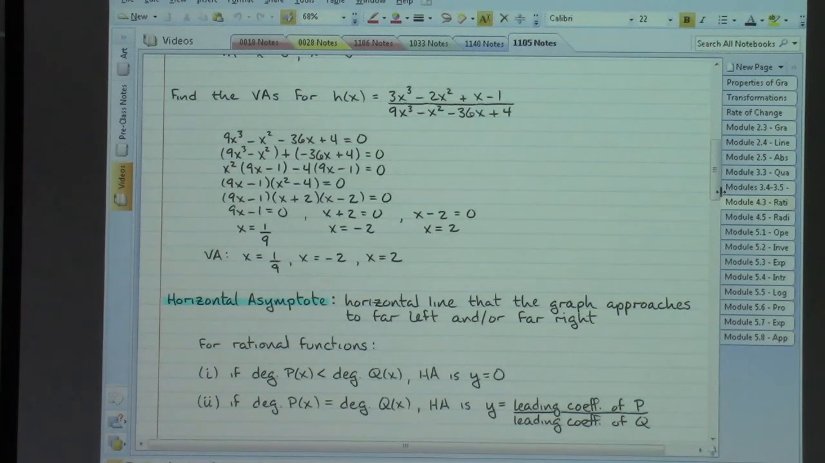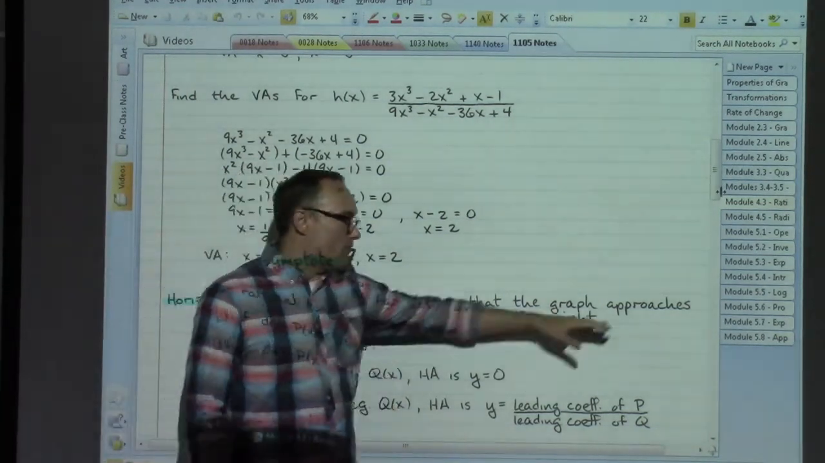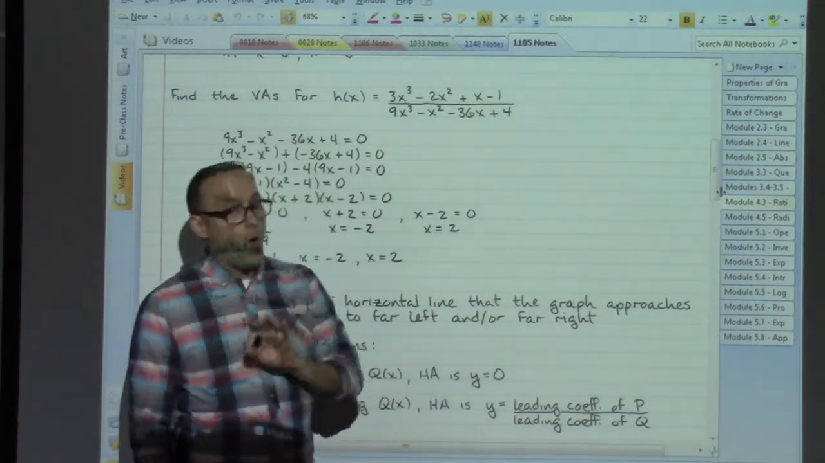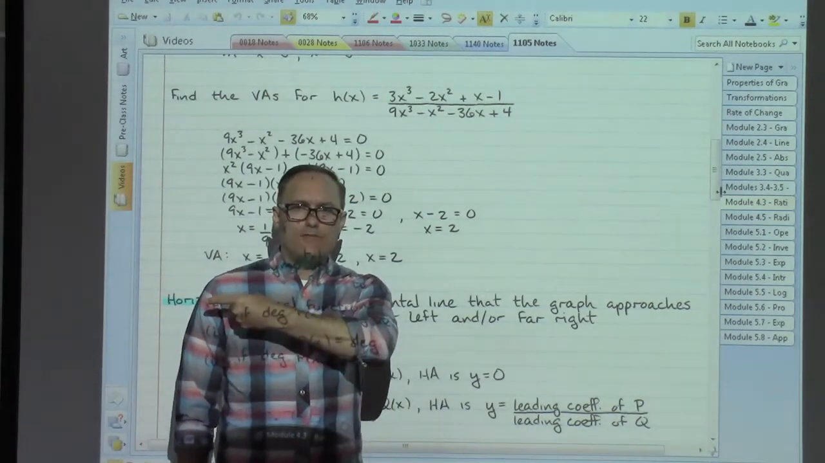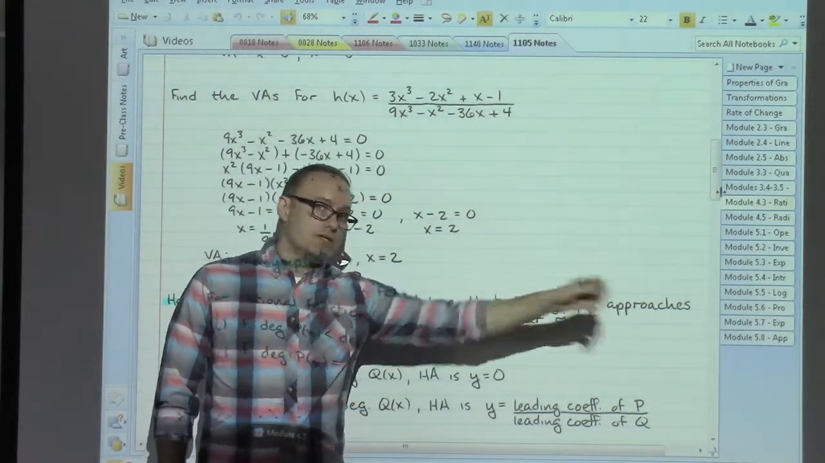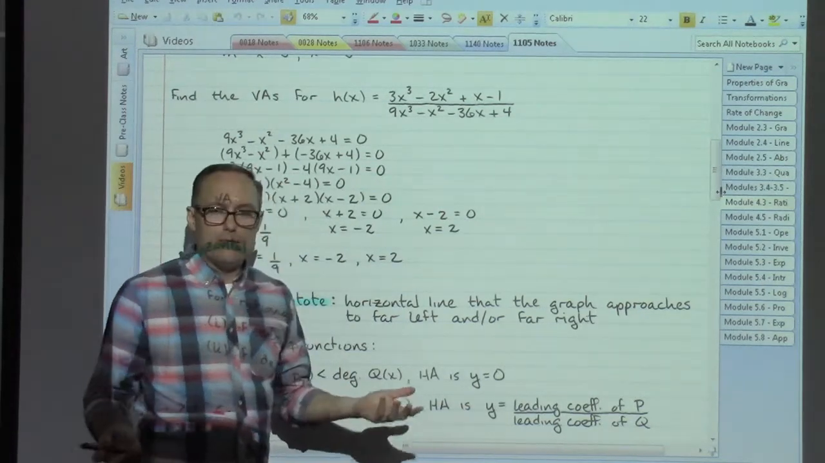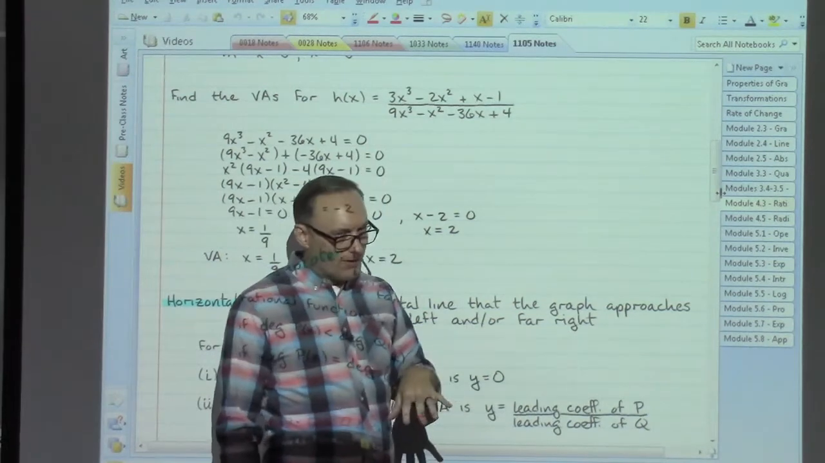For our basic function, we have what we would call a horizontal asymptote. So that would be a horizontal line. This is something that our graph will approach to the far left and/or the far right. Sometimes it might be just to the far left. Sometimes it might be just to the far right. For rational functions, we get a little bit of both. So for the rational, we get the and, not the or.